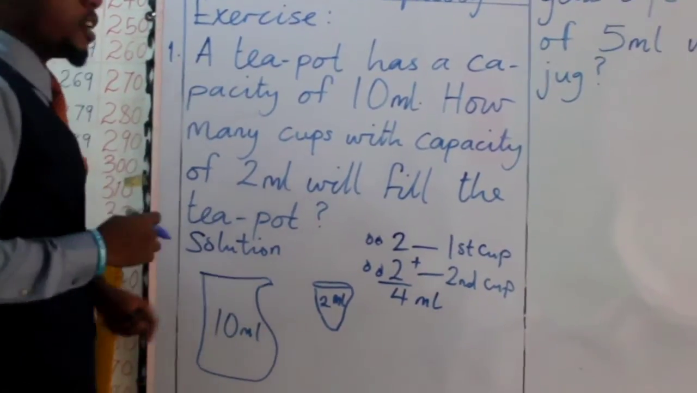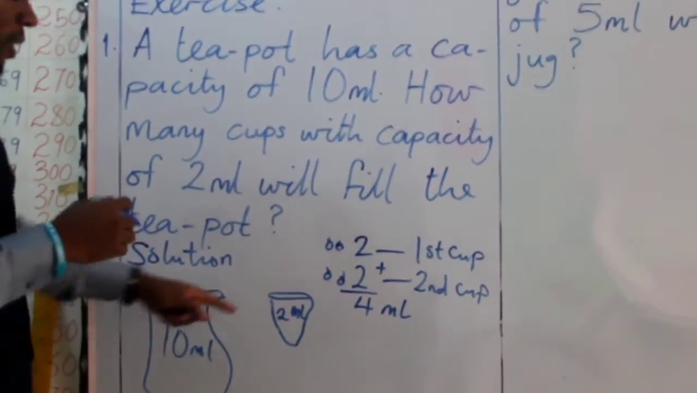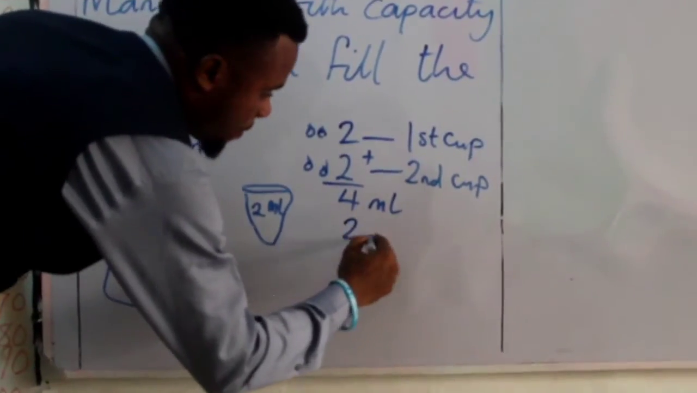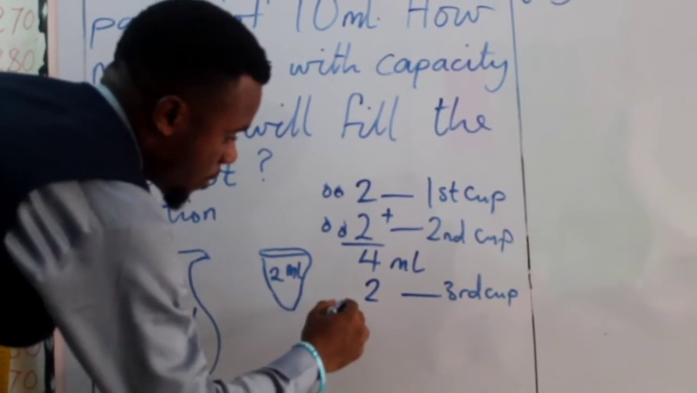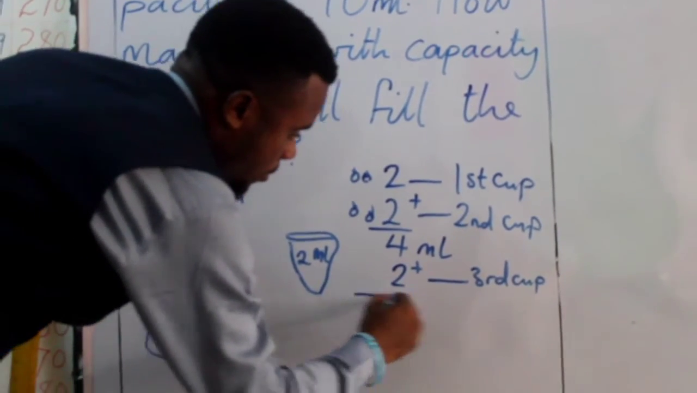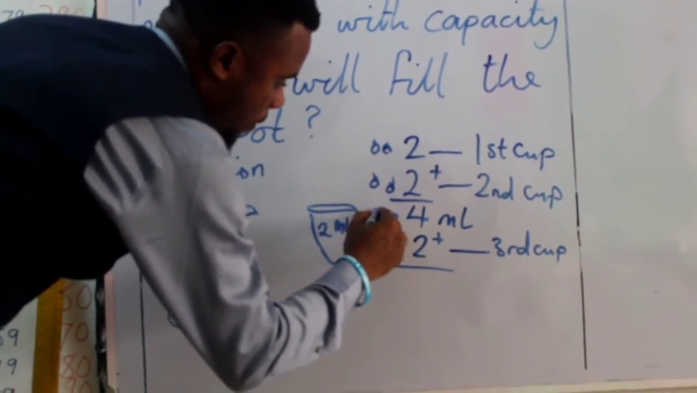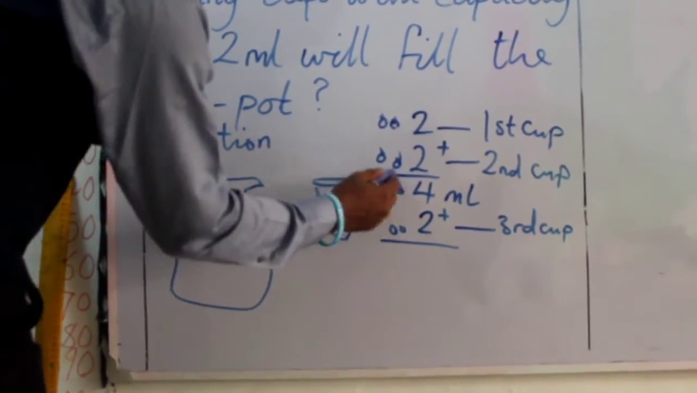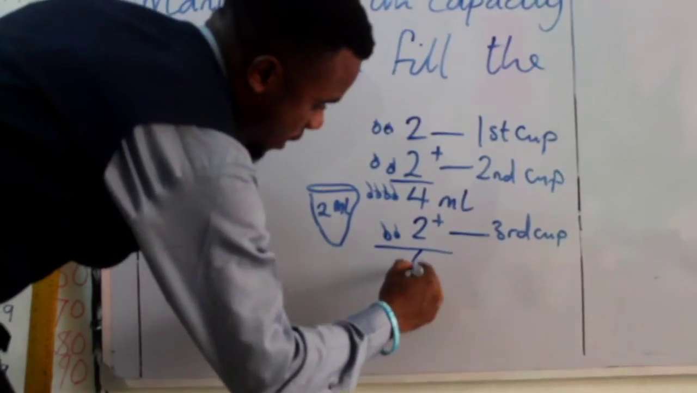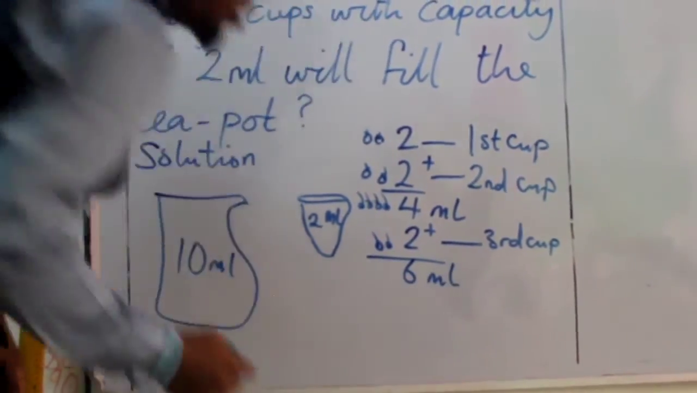So let's get another 2 milliliters. So we have the third cup. Add it again: 1, 2, 3, 4, and 1, 2, gives 1, 2, 3, 4, 5, 6. 6 milliliters. It's not up to 10.